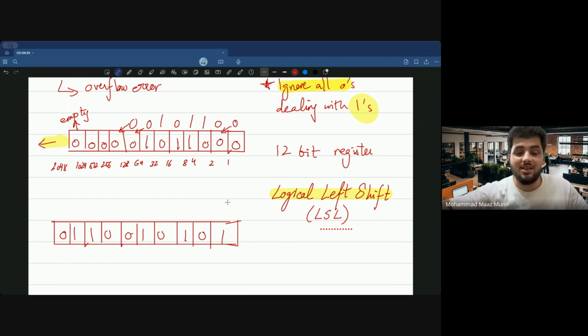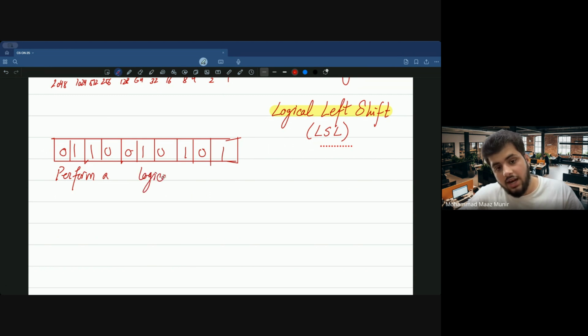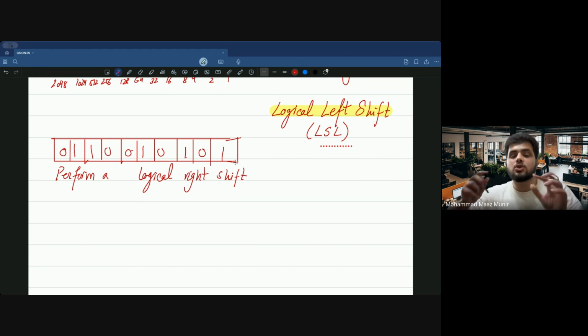Okay guys, no worries. So have a look. We have the same binary number 0, 1, 1, 0, 0, 1, 0, 1, 0, 1. Now the question says perform a logical right shift. When it says right shift, what do I need to do? I just need to shift all the numbers to the right side.